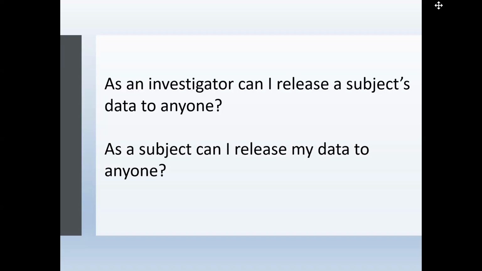As a subject or a volunteer in a study, can I release my data to anyone? And the answer is mostly yes, although there may be some situations where a participant was part of a study where the data need to be maintained for a certain window of time, or it would disrupt the study. They could have themselves removed from the study, but to share the data, there may be windows of time where they would be asked to wait. There are some situations where a subject may not release their own data, but most of the time the answer is yes.